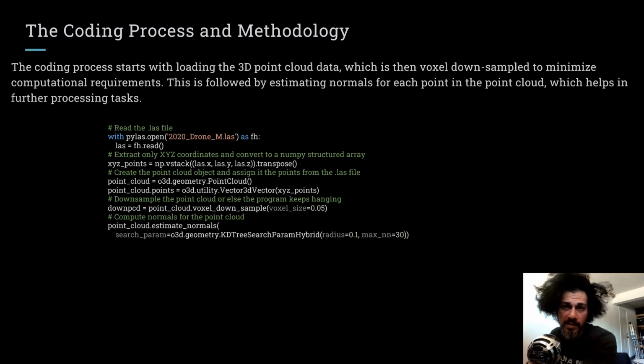For the encoding process and methodology, the LAS format file is commonly used to store LiDAR data. This is information about the Earth's surface collected using lasers. The first part of the code opens the file to access the data inside. You can think of this step as like opening a book and reading your first page.